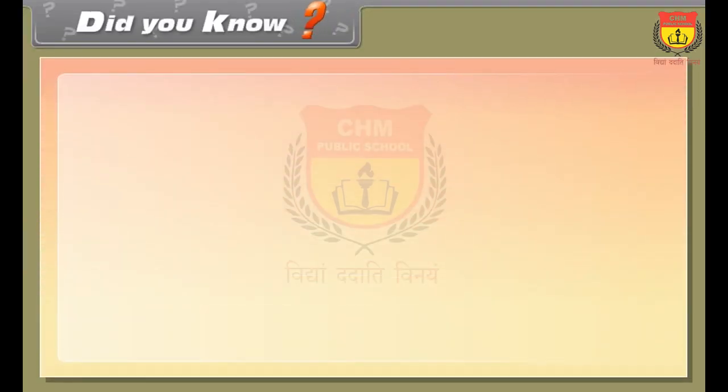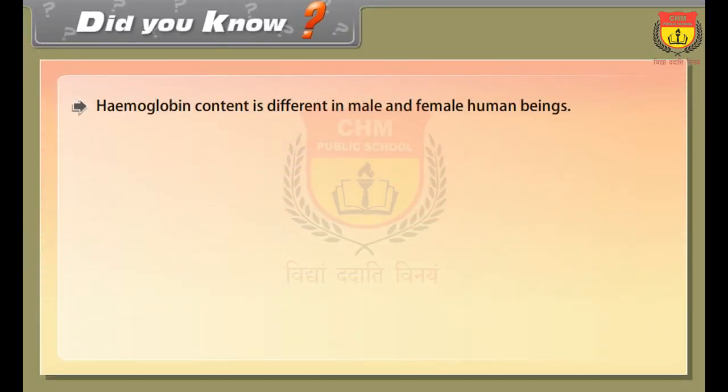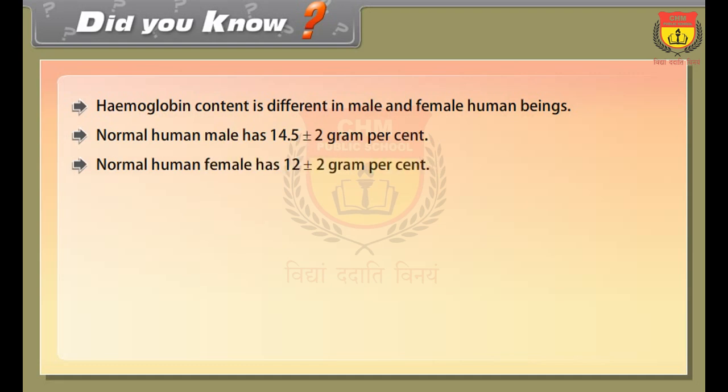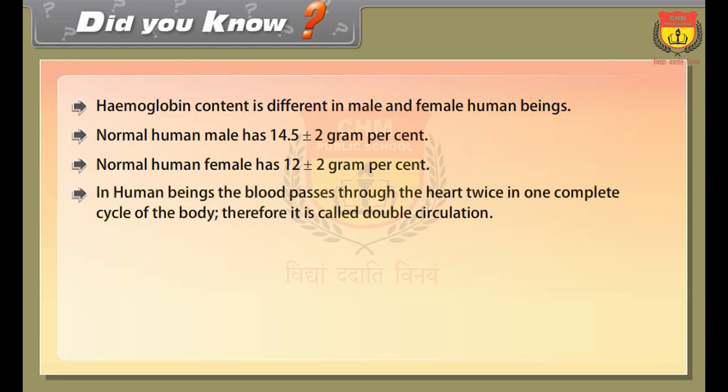Did you know? Hemoglobin content is different in male and female human beings. A normal human male has 14.5 plus or minus 2 gram%. A normal human female has 12 plus or minus 2 gram%. In human beings, the blood passes through the heart twice in one complete cycle of the body. Therefore, it is called double circulation.